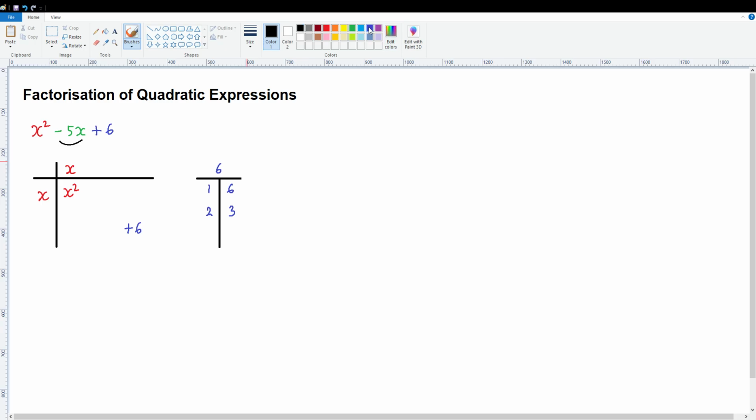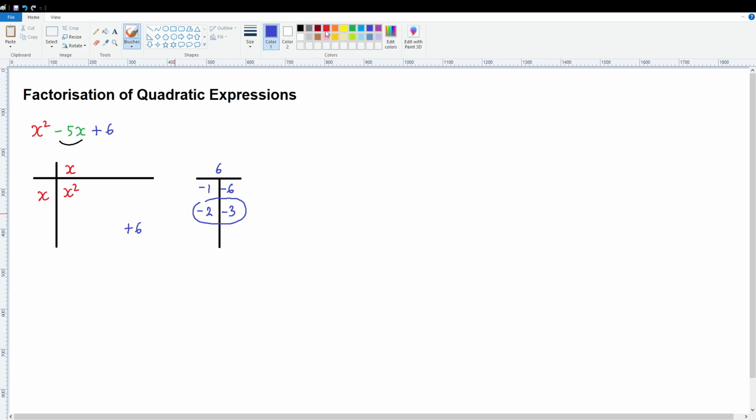And then you can write down here minus 1 times minus 6 is equal to 6, minus 2 times minus 3 is also equal to positive 6. Now, by adding these two factors, we know that minus 1 plus minus 6 is minus 7 and minus 2 plus minus 3 is minus 5. So it's clear that minus 2 and minus 3 are the correct factors that we must choose.